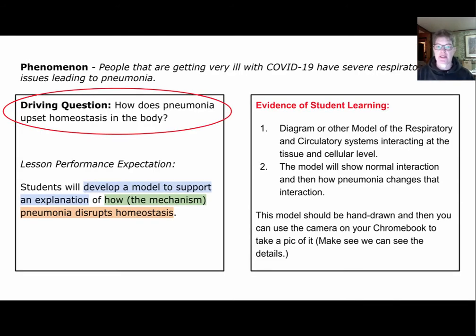So let's take a look at the phenomenon. The phenomenon is that people are getting very ill with COVID-19 and they have respiratory issues that lead to pneumonia. So how does pneumonia upset homeostasis in the body? That's what we're going to focus on.